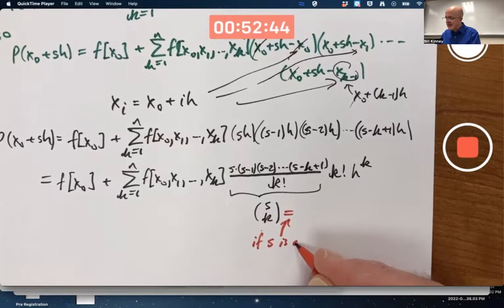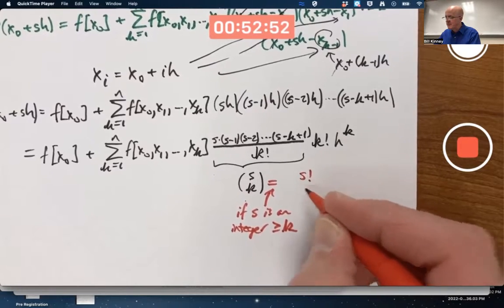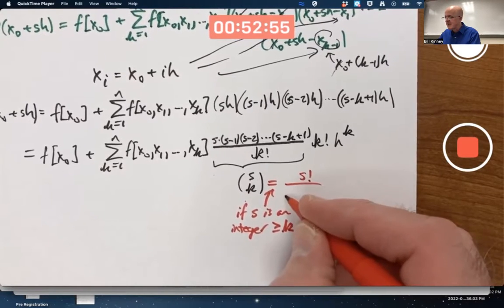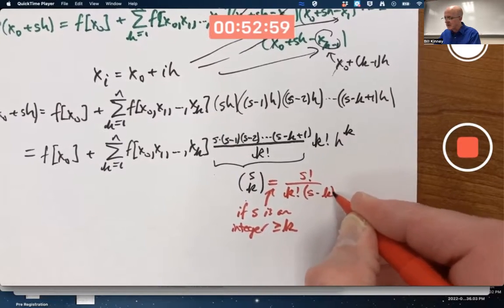If s is an integer greater than or equal to k, this does happen to equal the classical formula from probability and statistics and maybe discrete math: s factorial divided by k factorial times (s minus k) factorial.